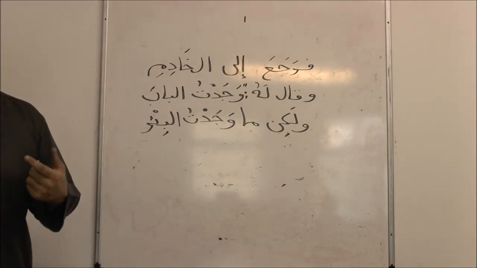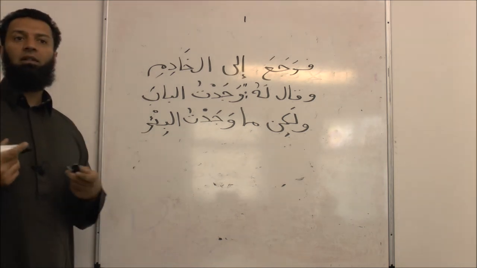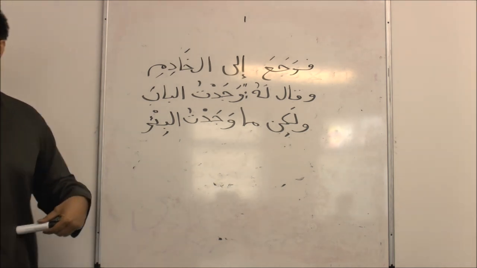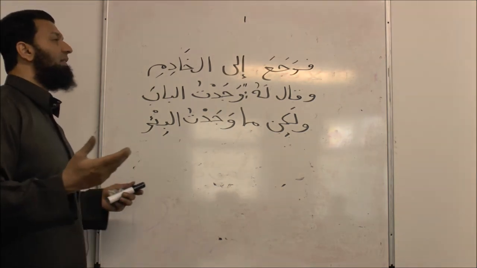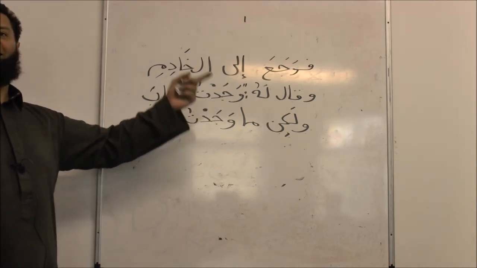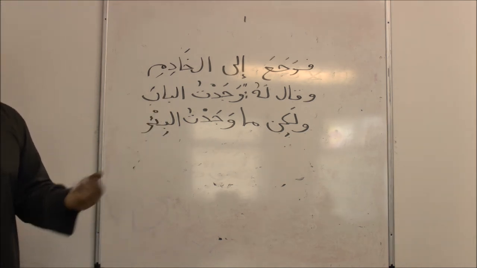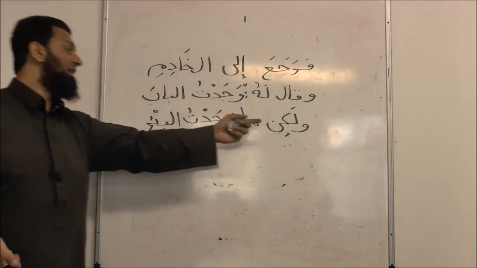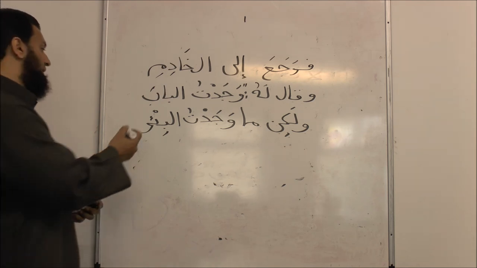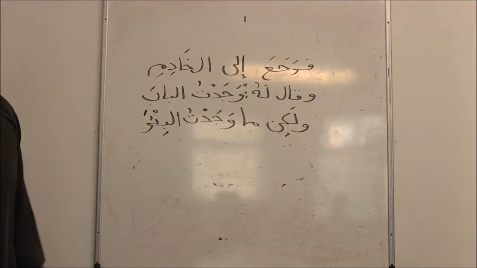Wajadtu. What does wajadtu mean? I didn't find? No. Wajada, wajadtu, wajadta, wajadti, wajadna. Where is the negation coming from here? There's no negation. I found the door. Wajadtu al-baba. But, walakin, ma wajadtu al-bi'ra. That's what he says. But I didn't find the well.